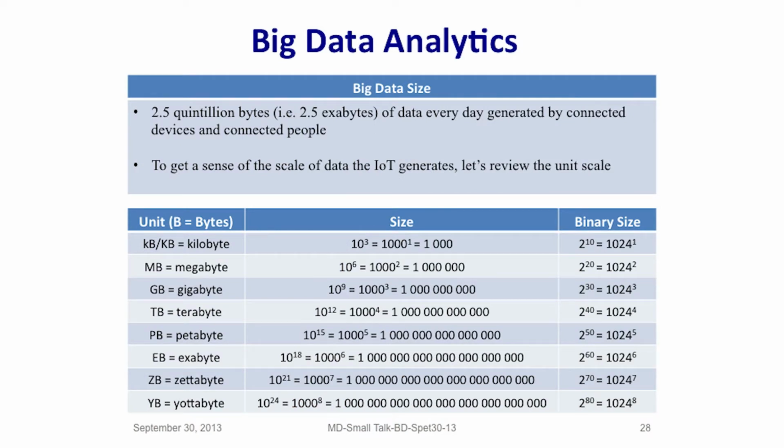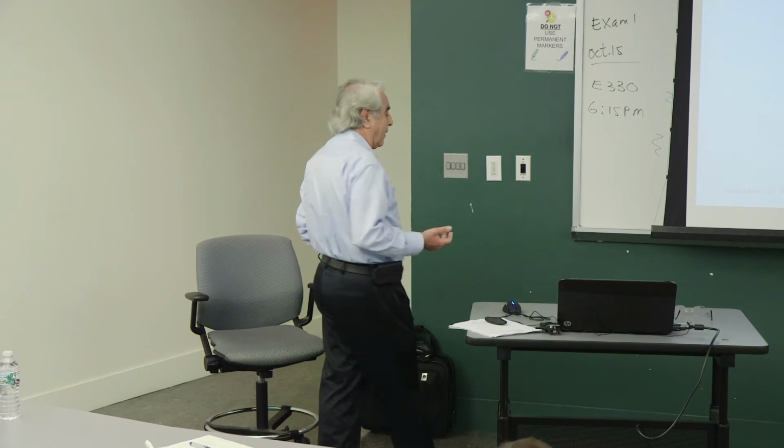And here is what these things mean, okay? YB is 2 to the power 80. It's nothing compared to 2 to the power 128. Now we're going to talk about analytics. So the Internet of Things generates data, big data, and now a little bit about analytics.